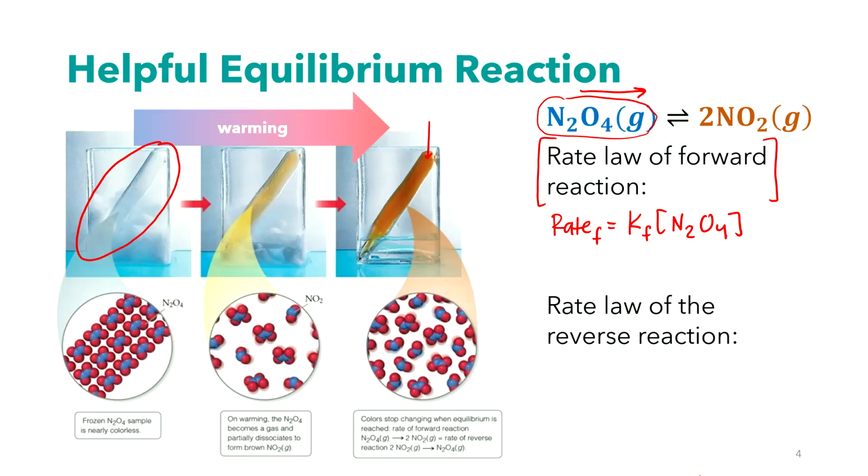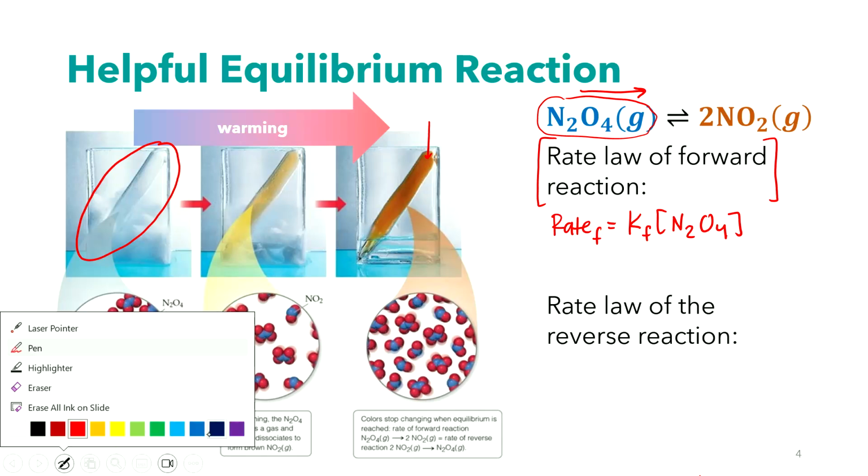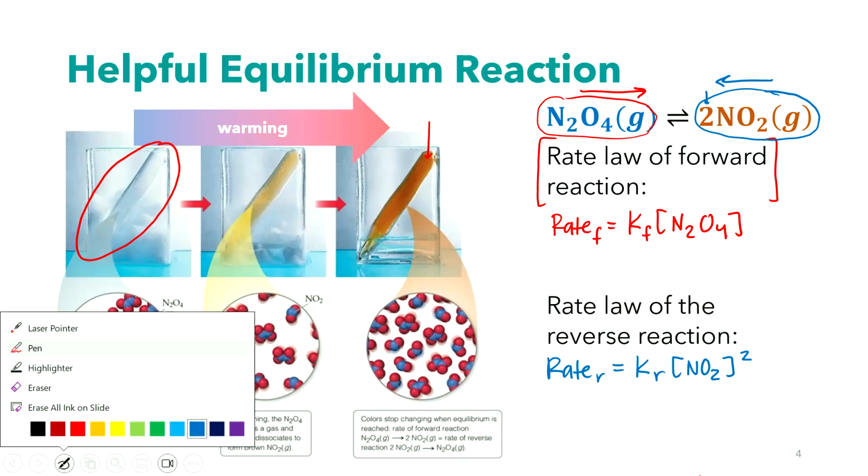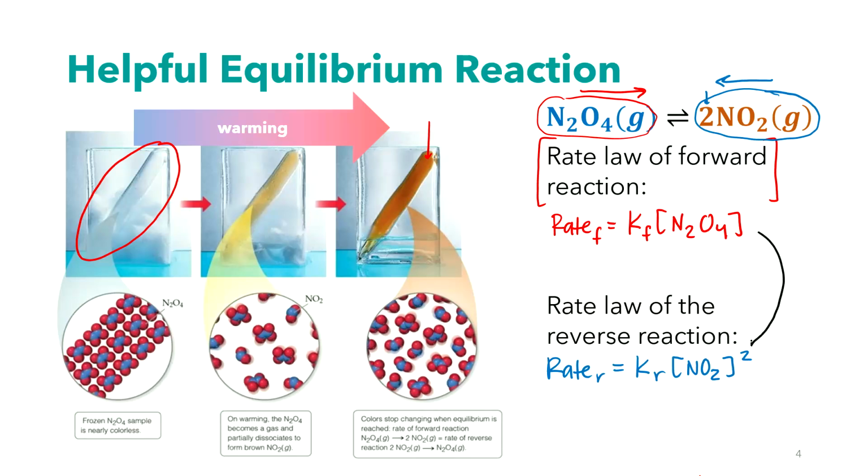Now I want to write the rate law for the reverse reaction. And hopefully this feels sort of familiar, because this is the equilibrium method that we talked about when we were doing multi-step mechanisms. Now in the reverse direction, I'm going to call that rate sub R. That equals my rate constant for the reverse direction times NO2 squared, because I've got 2 of them. Equilibrium is when these 2 are equal.